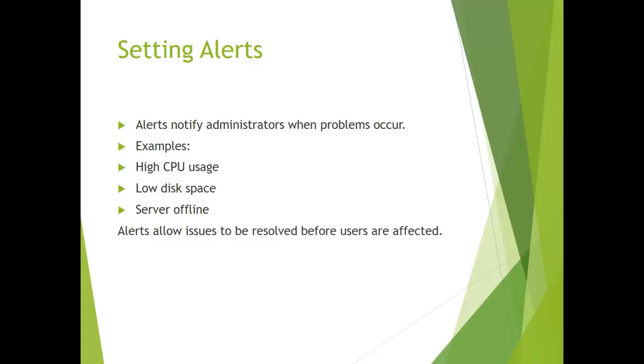Then after that, setting alerts. Alerts are created to notify the administrators whenever abnormal conditions occur. For example, alerts can trigger when CPU usage exceeds a safe threshold, disk space runs low, or the server becomes unavailable. These notifications allow administrators to respond immediately, preventing small issues from becoming major outages.